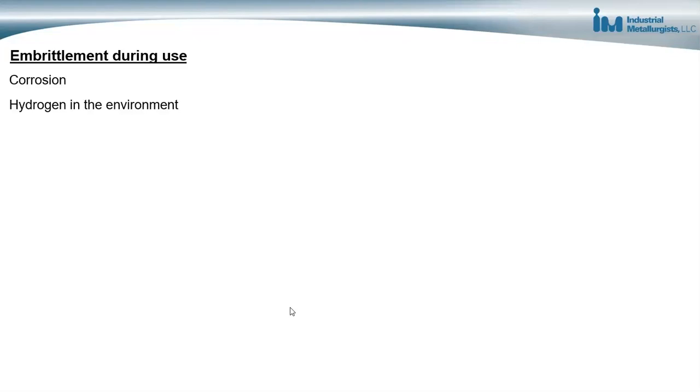Finally, in addition to electroplating, hydrogen embrittlement can also occur during use, and I discussed this in the previous video. This includes during corrosion, because hydrogen is produced during corrosion, or if there is hydrogen in the use environment, such as with steels that are exposed to hydrogen sulfide.